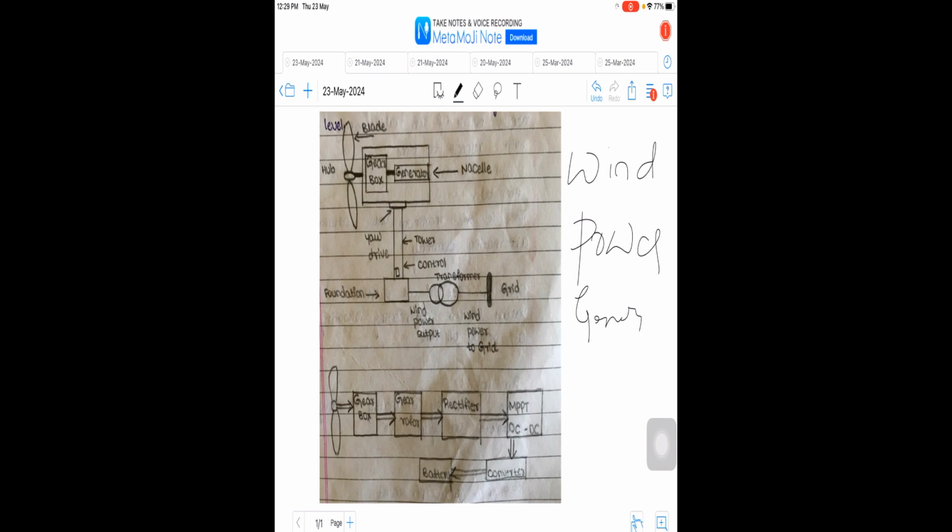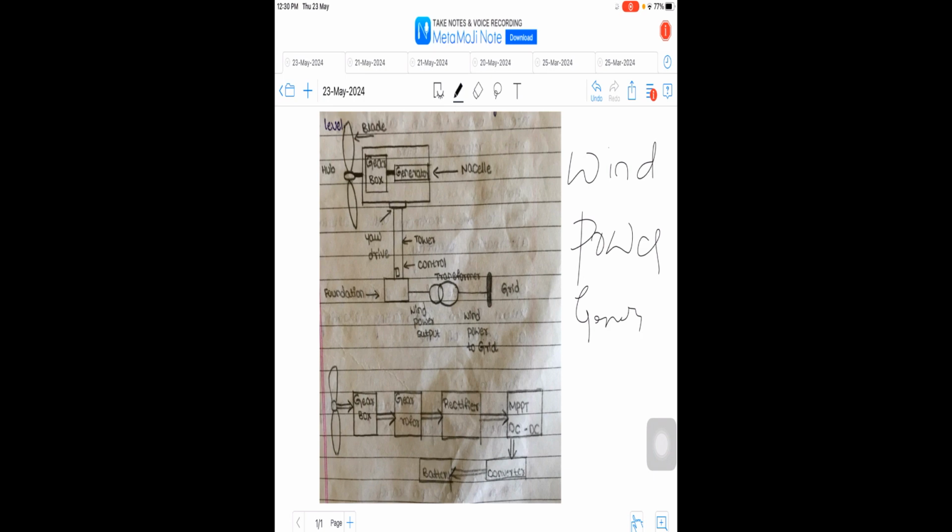Horizontal axis machines and vertical axis machines. There are also 3-bladed and 2-bladed wind turbines, different kinds available in the market. The available wind energy is used to rotate these blades. They are mounted at a certain height, generally of 40 meters or so.